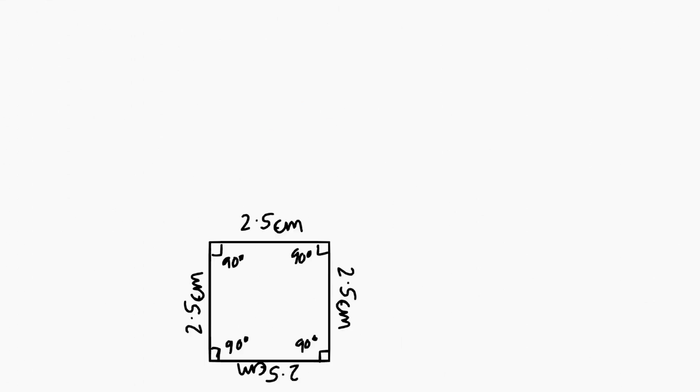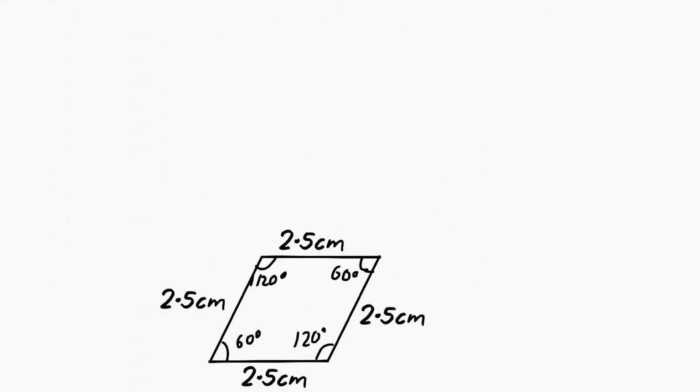If all angles are 90 then it's a rectangle, and when all sides are equal it's a square, but when the angles aren't 90, it's called a rhombus. Circles.